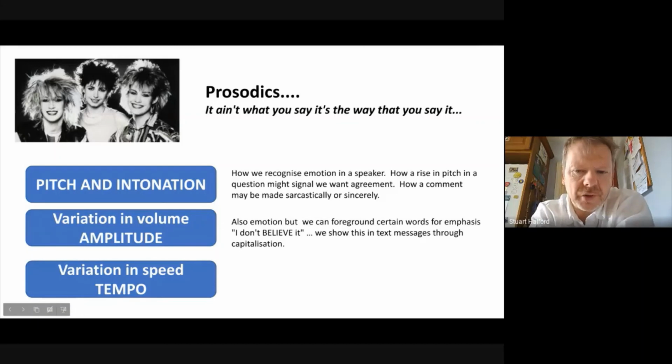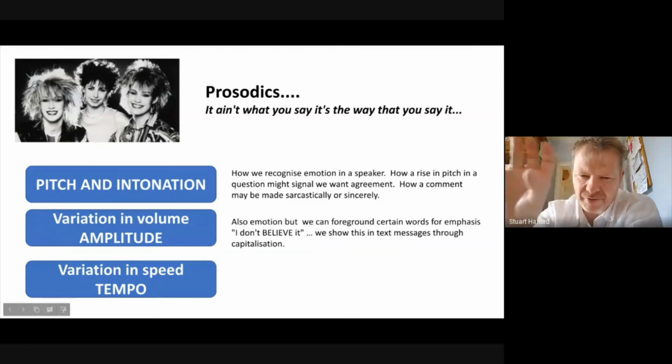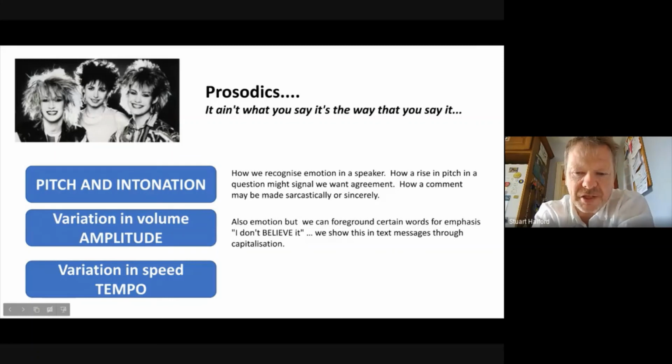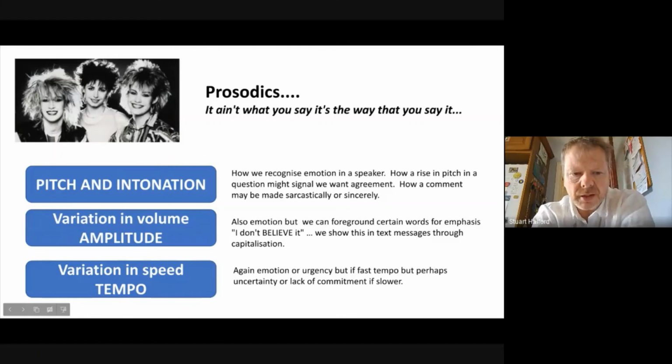Amplitude is also to do with volume, and we can foreground certain words. For example, I don't believe it. And here, how the volume emphasizes the word believe. It's that notion of belief. And you probably do this in text messages through capitalization when you're speaking to people. And a variation in speed can also show emotion or urgency if it's fast tempo. Sometimes when we slow down, it can show a lack of certainty or a lack of commitment.